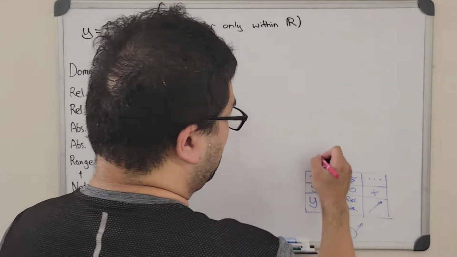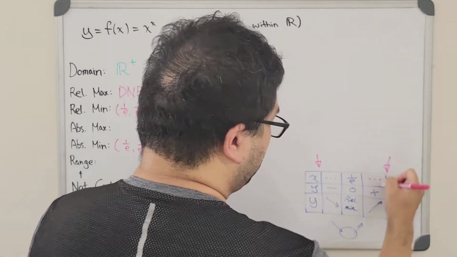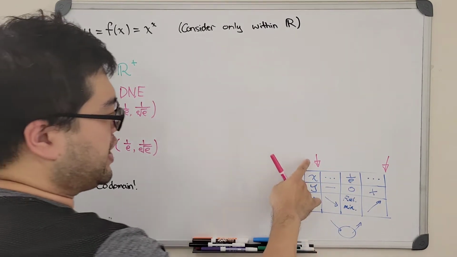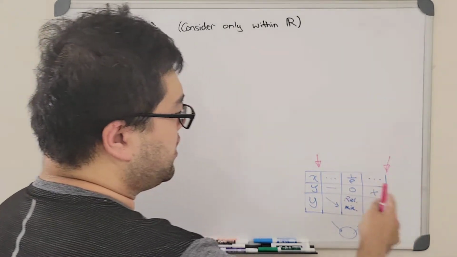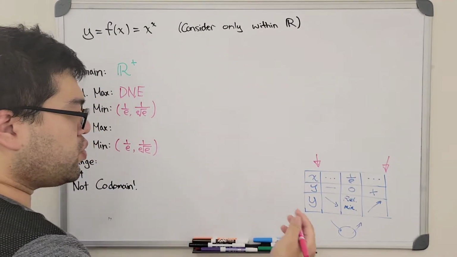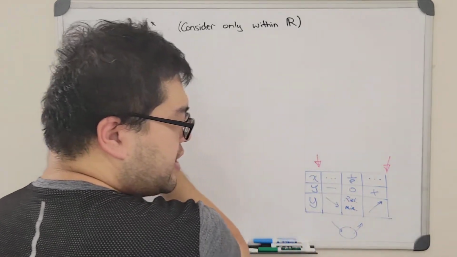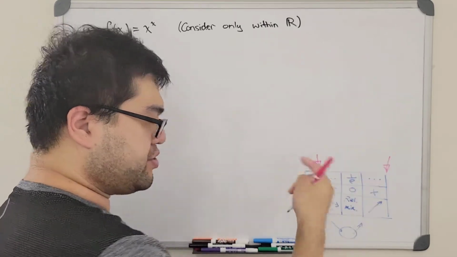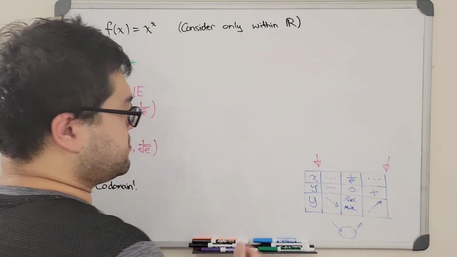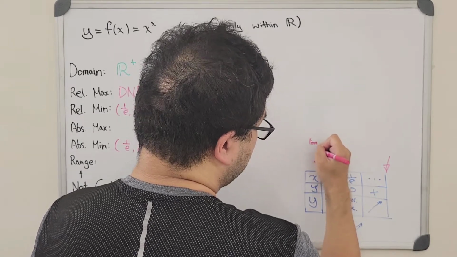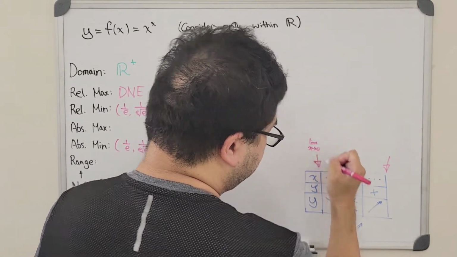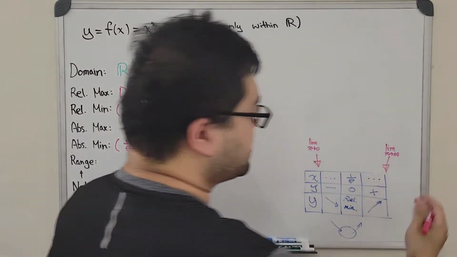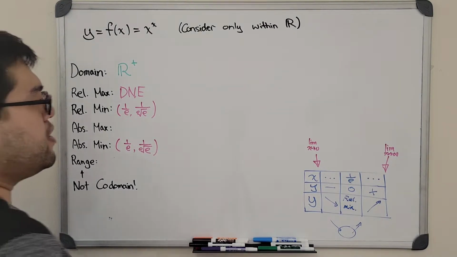So now we need to consider our endpoints. But of course, since this is an open interval, not a closed interval, we cannot include 0 and infinity. But how do we do it? We can try to assume that we're approaching those limits, meaning we take x approaching 0, and x approaching positive infinity, and consider how the results end up.